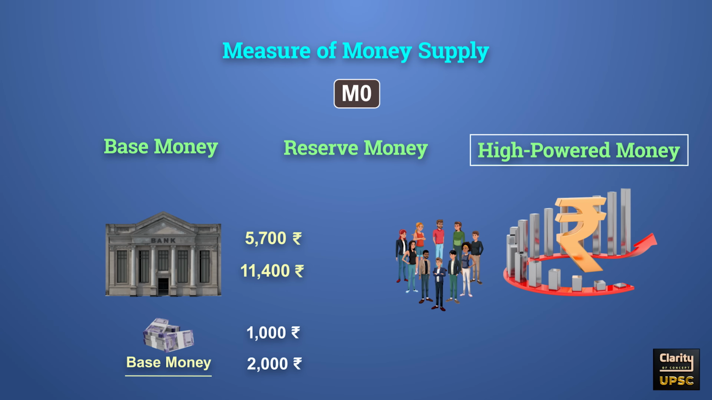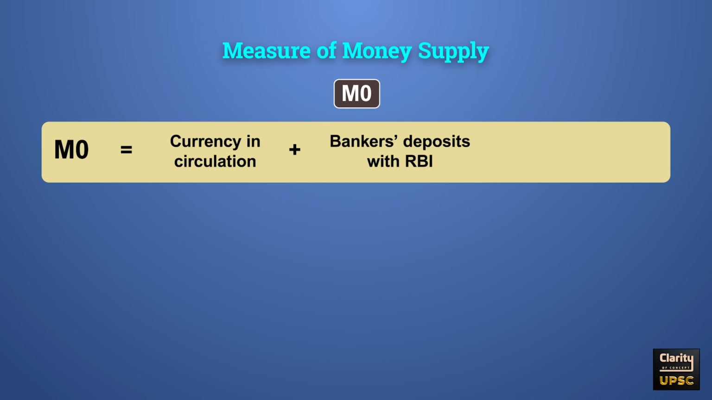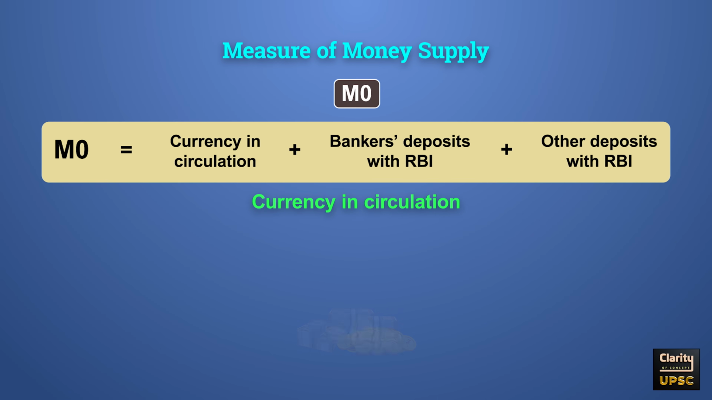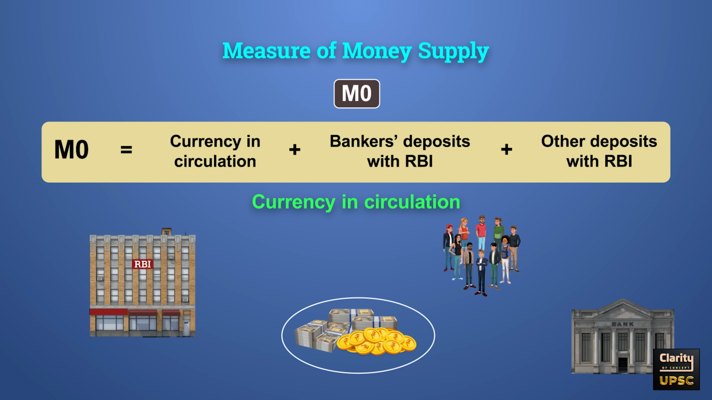Now let us see its formula. M0 is equal to currency in circulation plus bankers deposit with RBI plus other deposits with RBI. Let us explain each term. First, currency in circulation. This is all the cash and coins outside RBI. It includes money with the public and with banks. For example, the cash you have in your wallet and the cash banks keep in their branches.